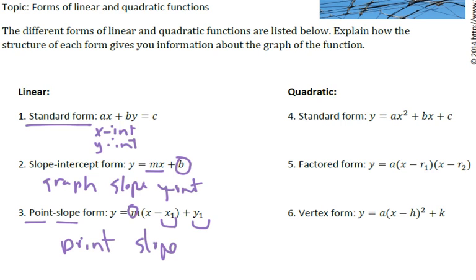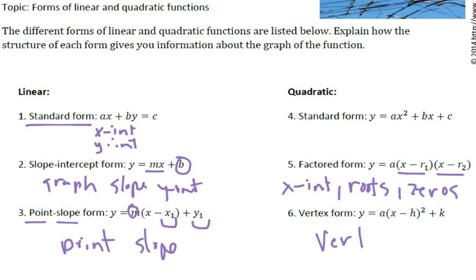Now for quadratic, the factored form gives us those x-intercepts, also known as roots and zeros. The vertex form is great. It tells us where the vertex is, that h and that k.